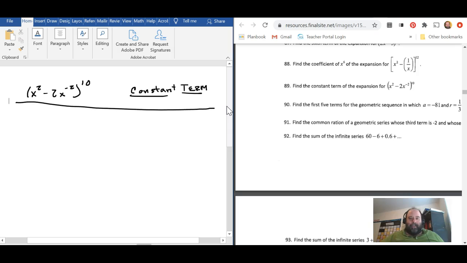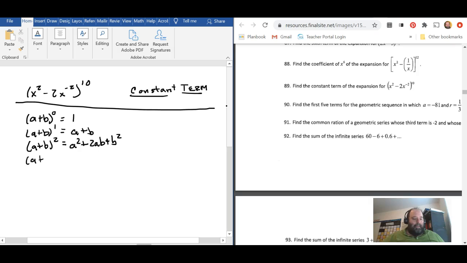Let's ignore that for a second and look at something simpler, like a plus b. It's a binomial, right? A plus b to the 0 is 1. A plus b to the first is a plus b. A plus b to the second is a squared plus 2ab plus b squared. A plus b to the third is a cubed plus 3a squared b plus 3ab squared plus b cubed.